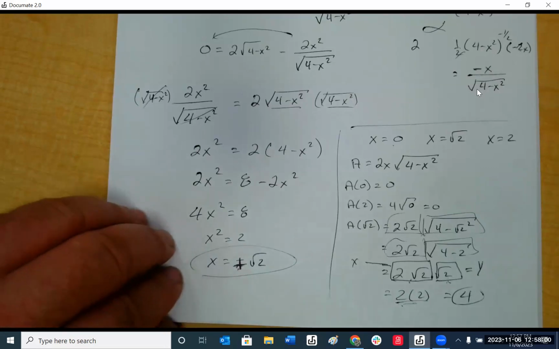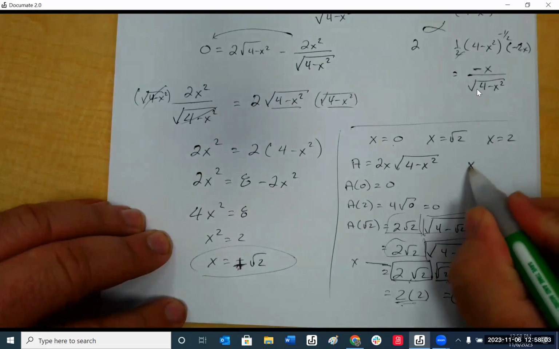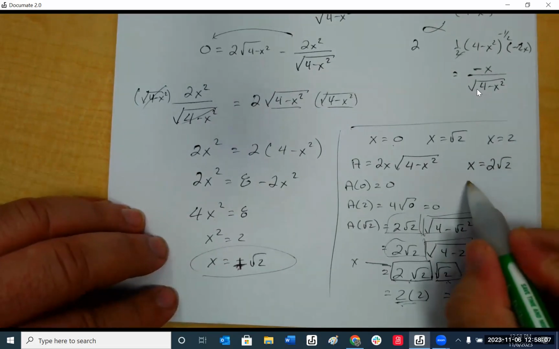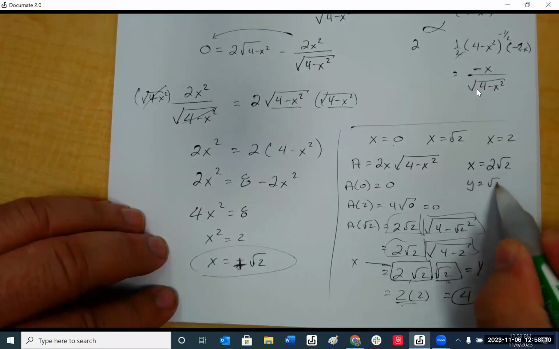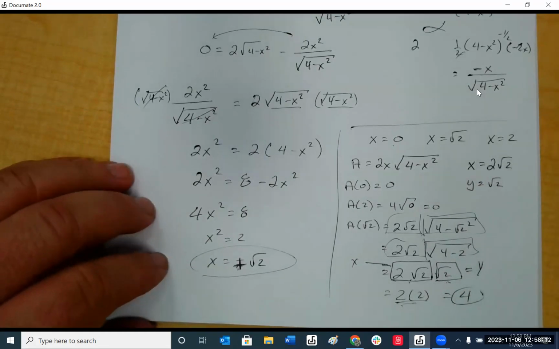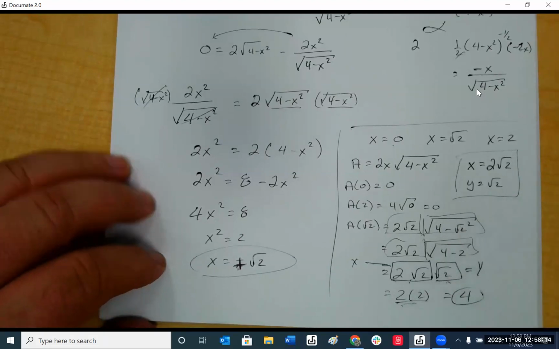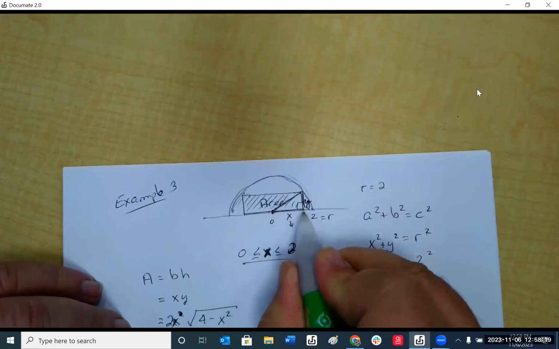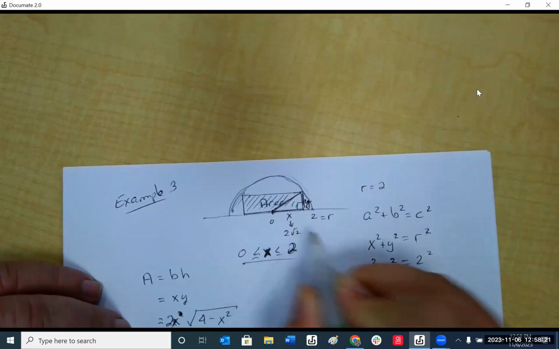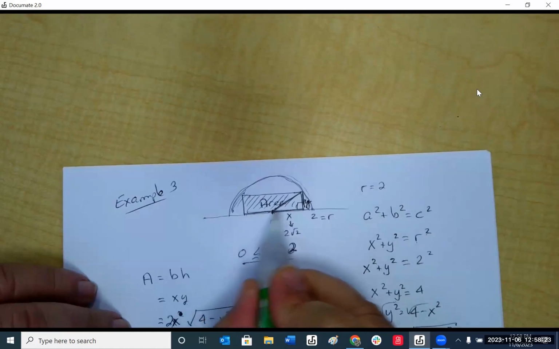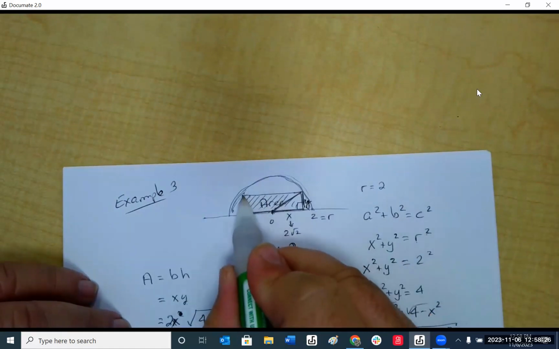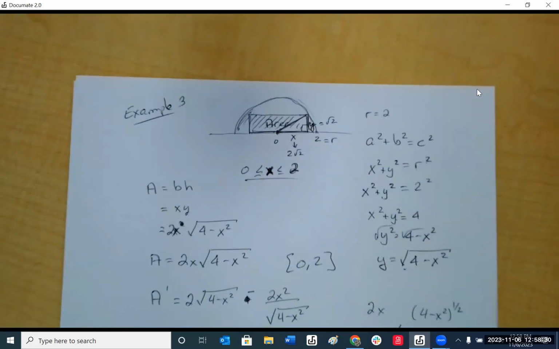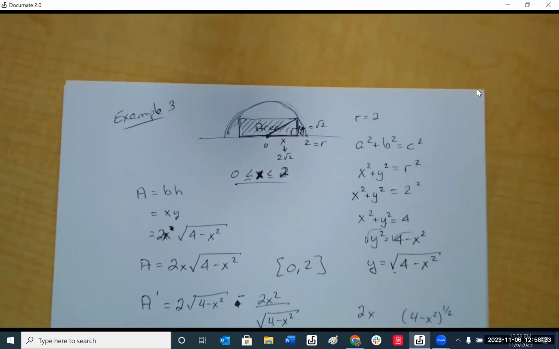And those are the dimensions for our answer. Yeah, so it's 2 radical 2, and then the y is radical 2. So in our picture here, the width from 0 to 2 radical 2 is the base, and the height is radical 2. And that'll give us the largest maximum area inside there.